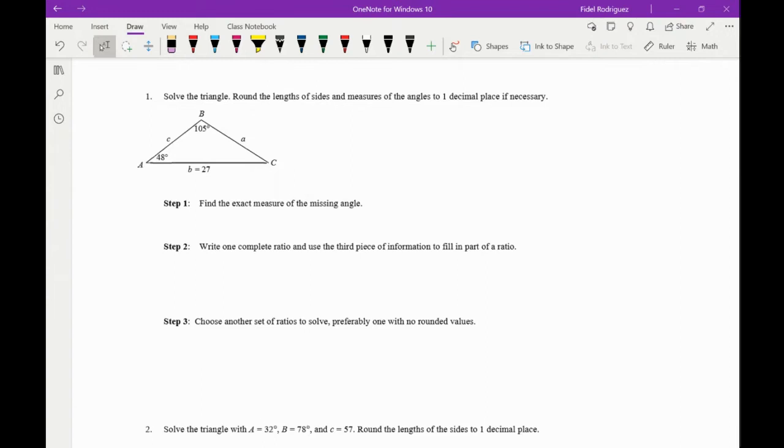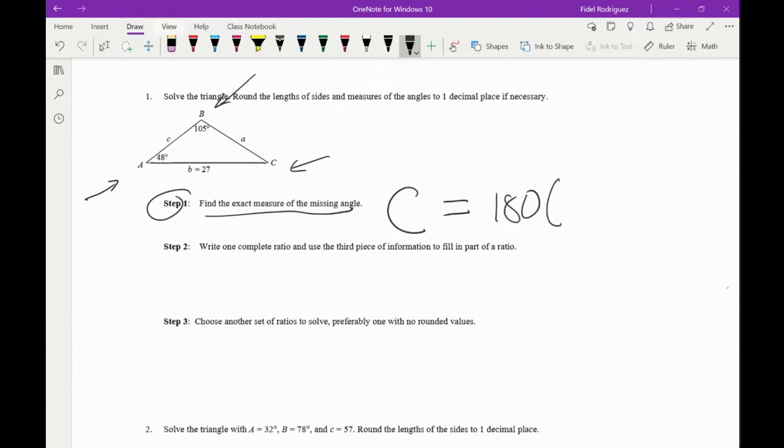Okay, so for the problem we have, here's our triangle ABC. And again, I can see which side is labeled a, which one is b, and which one is c in terms of my angles and then my sides. So the first step says, let's find the exact measure of the missing angle. So we're trying to find the measure of angle C. So remember, we know that all the angles add up to 180 degrees, right? So we're going to take 180 and we're going to subtract when we add those together, 48 and 105.